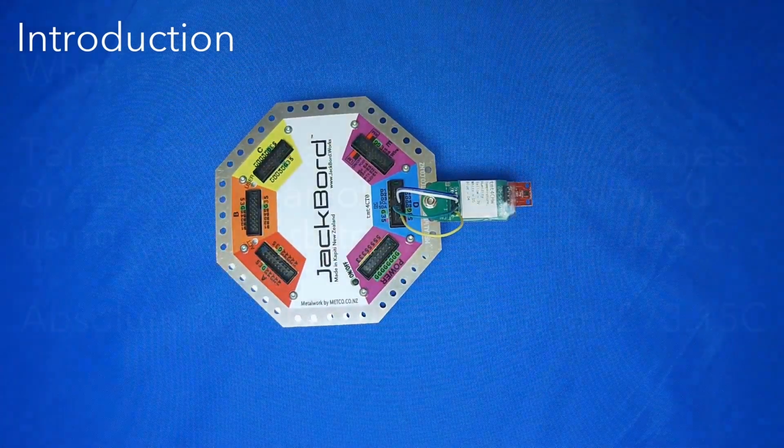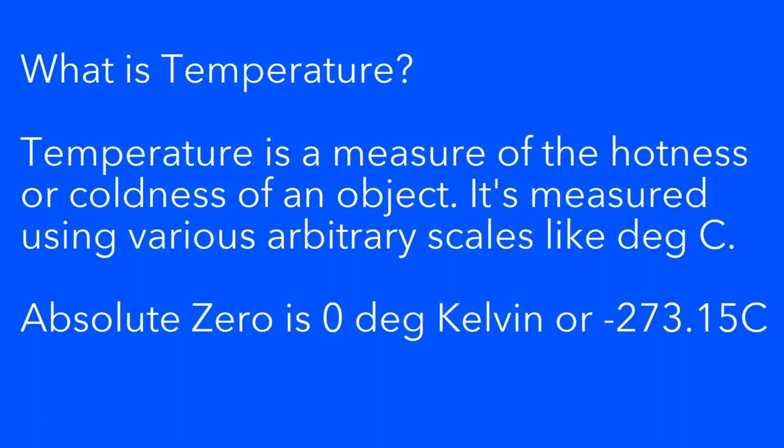So before we start, the first thing we need to know is, what is temperature? Basically temperature is defined as a measure of the hotness or coldness of an object, and that's related to the amount of kinetic activity or energy in the object. So a red hot poker has a lot more energy than a cold poker. And it's measured in arbitrary scales, like degrees Celsius. So these are scales that human beings have invented for their own use. For example, you've got degrees Celsius, you've got Kelvin, you've got Fahrenheit.